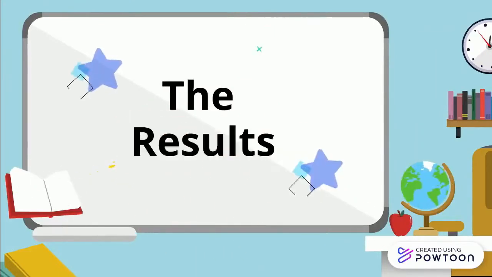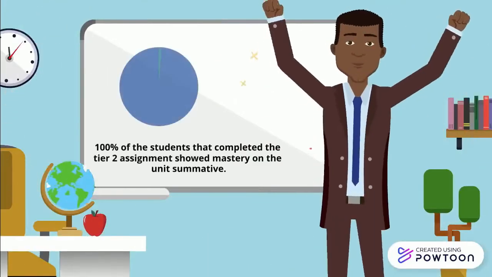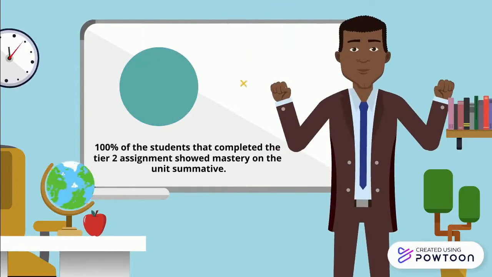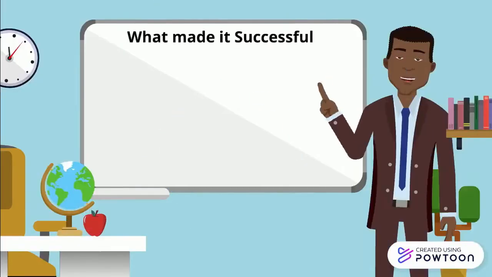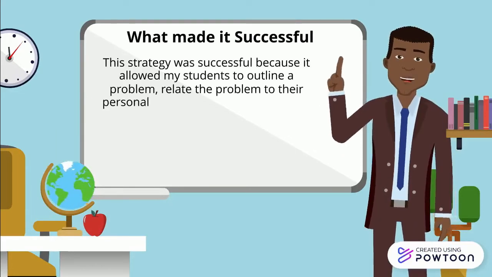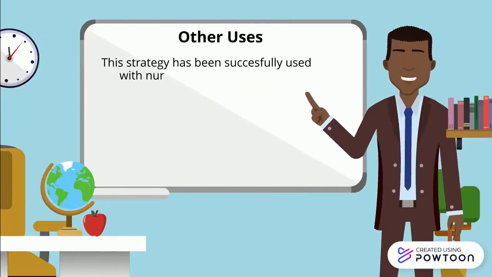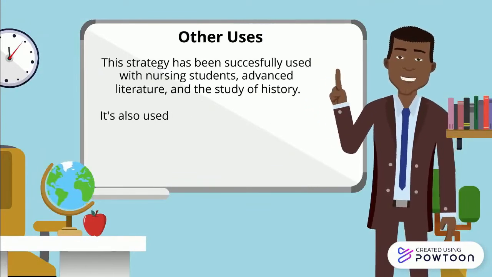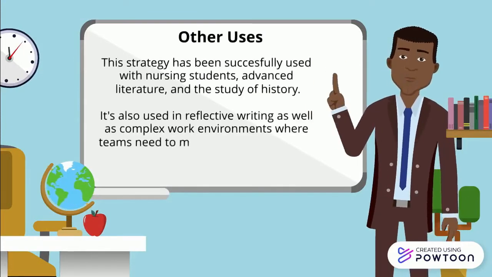This strategy produced amazing results. 100% of the students that completed the Tier 2 assignment showed mastery on the unit assessment. This strategy was successful because it allowed my students to outline the problem, relate the problem to their prior knowledge, then identify implications for their perspective.